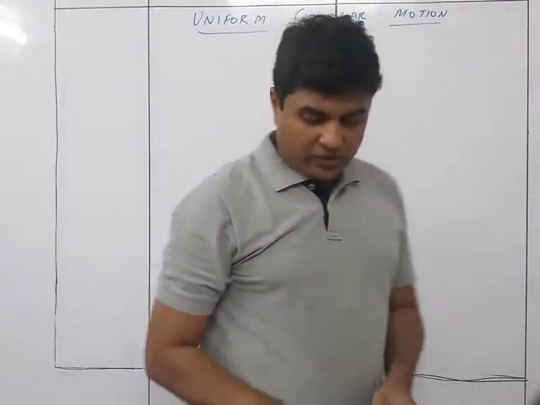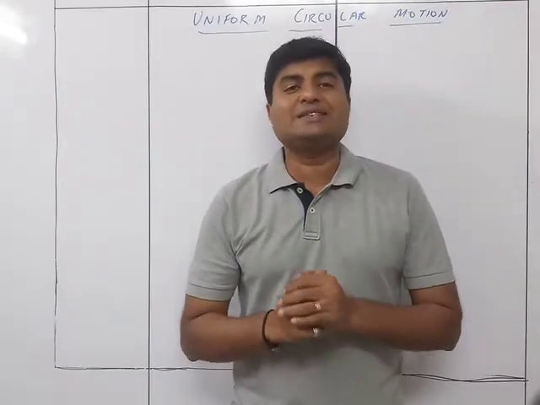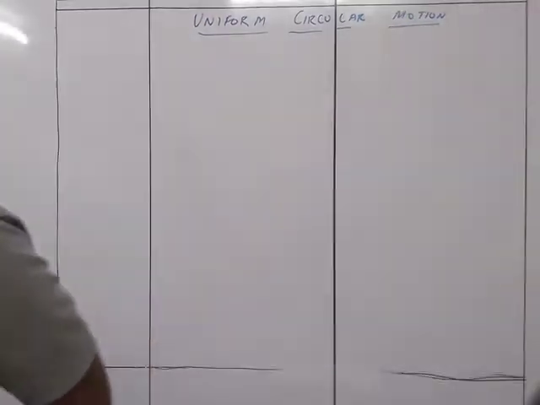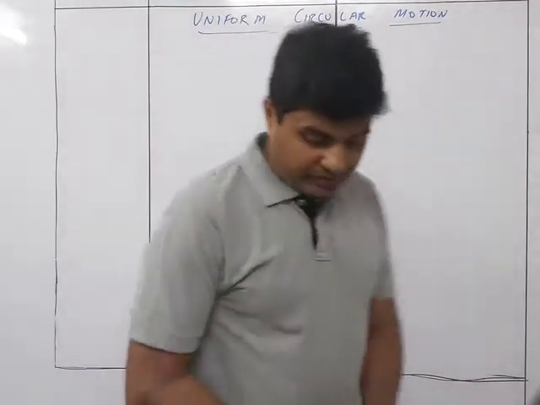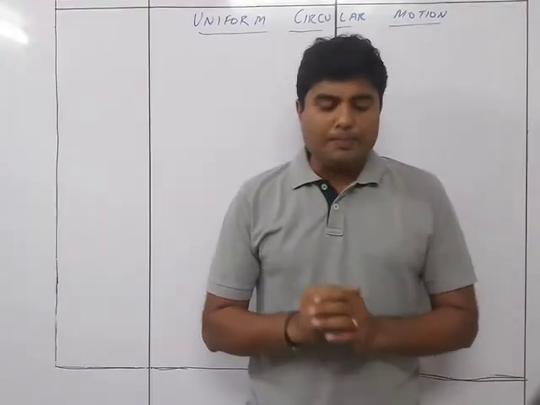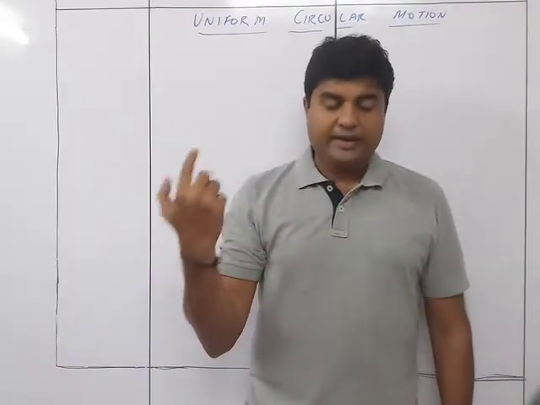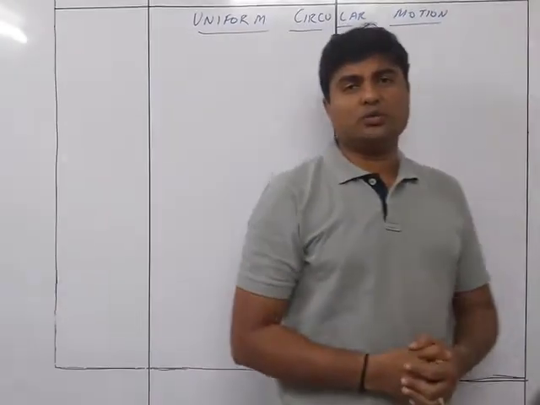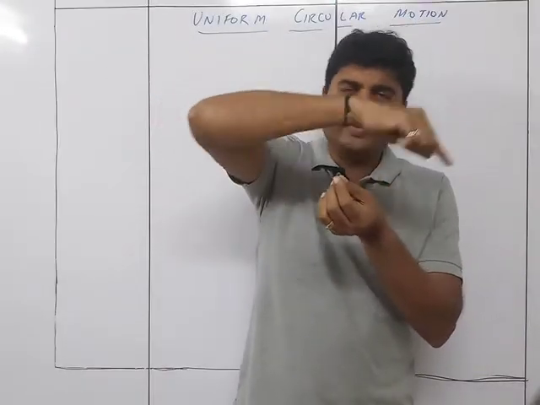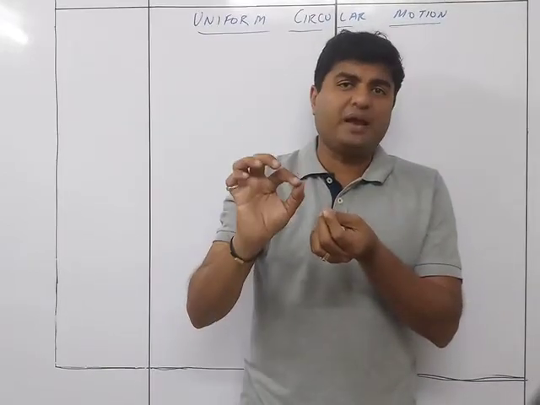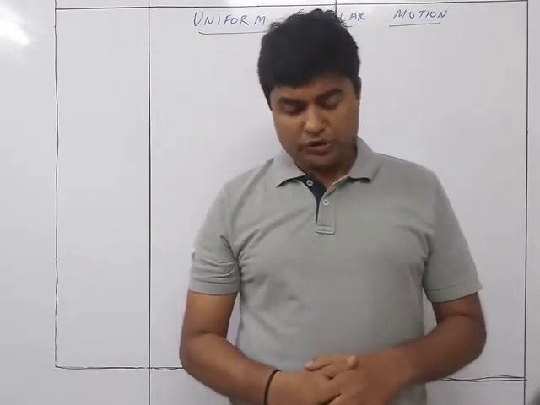Firstly, we need to know that when a particle moves with a constant speed in a circular path, its motion is said to be uniform circular motion. So when a body is moving in a circular path, round and round with the same speed, then that body is said to be in uniform circular motion.